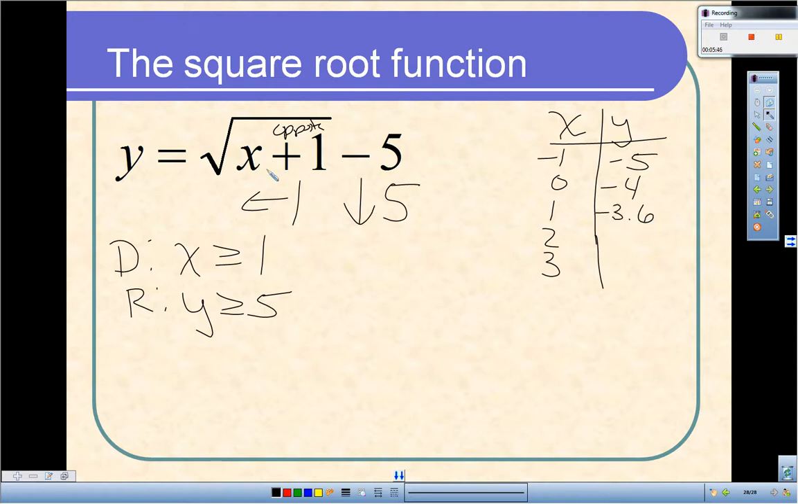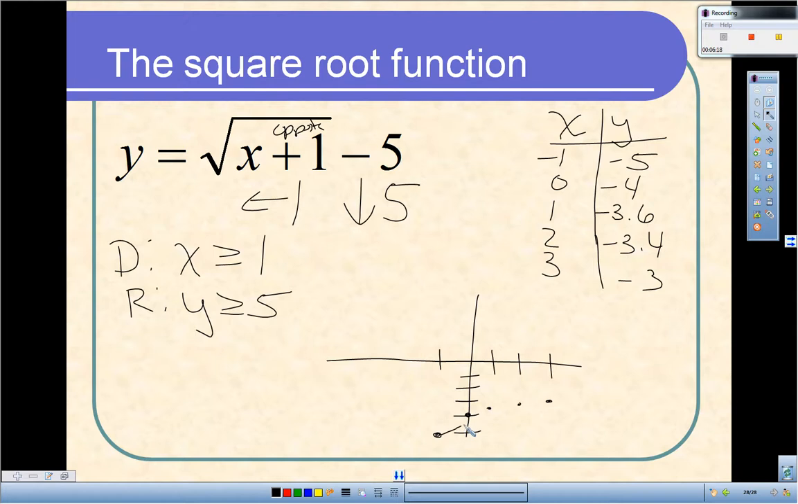If I plug in 2, 2 plus 1 is 3, the square root of 3 is about 1.6. 1.6 minus 5 would be like negative 3.4. And then if I plug in 3, 3 plus 1 is 4, square root of 4 is 2, 2 minus 5, that would be negative 3. So when I graph this, I'm going to have negative 1, 1, 2, 3, 4, 5, 1, 2, 3. So negative 1, negative 5, 0, negative 4, 1, negative 3.6, 2, negative 3.4, and 3, negative 3.